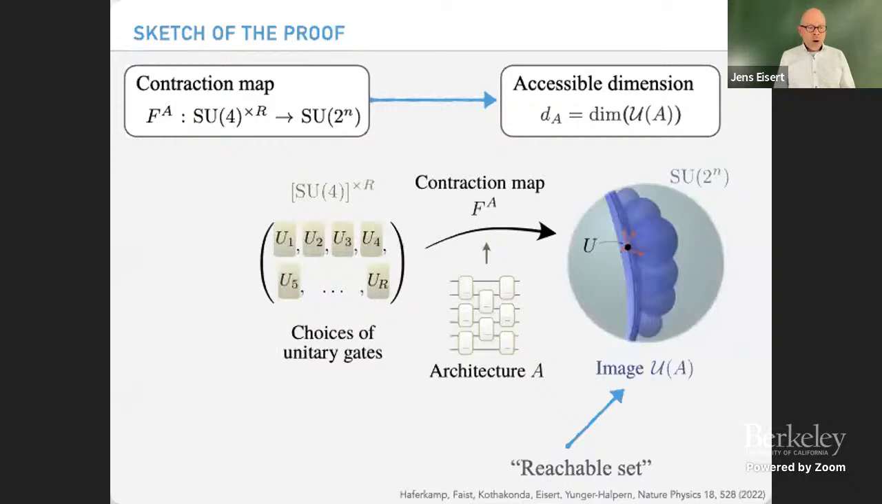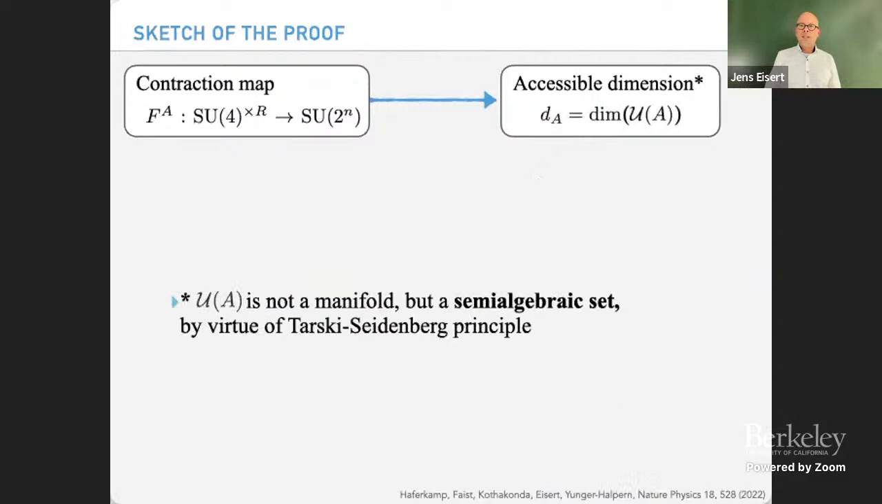Now, what is important is that this image U of A, the set, is not a manifold, but it's what is called a semi-algebraic set. What is this? An algebraic set is a set of real vectors which are constrained by polynomial equalities. And a semi-algebraic set is a collection of real vectors that's constrained by a set of equalities and inequality constraints. For example, take the unit circle in two dimensions.